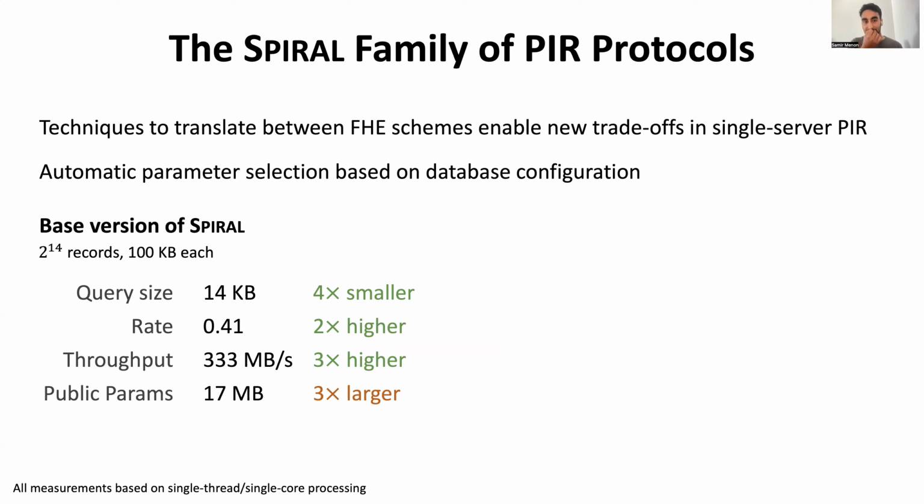And we'll see we get pretty close to memory bandwidth. So you can see our query size, rate, and throughput are all better, but the public parameters are larger than previous work. This is compared to the best previous work. All our measurements are single thread, single core.